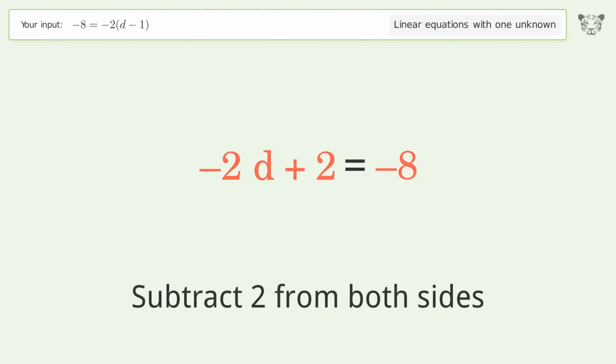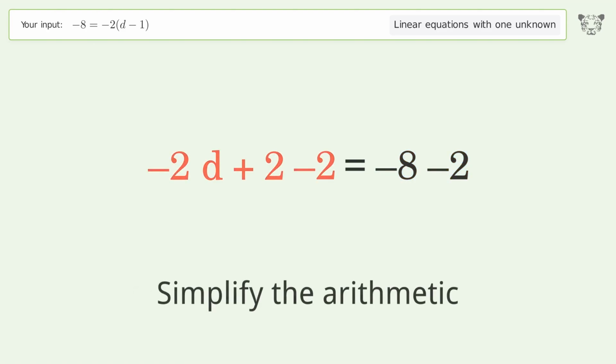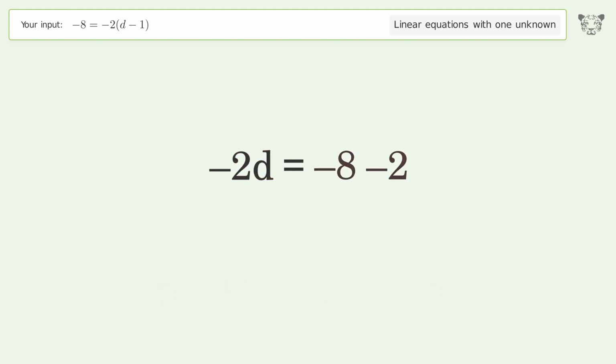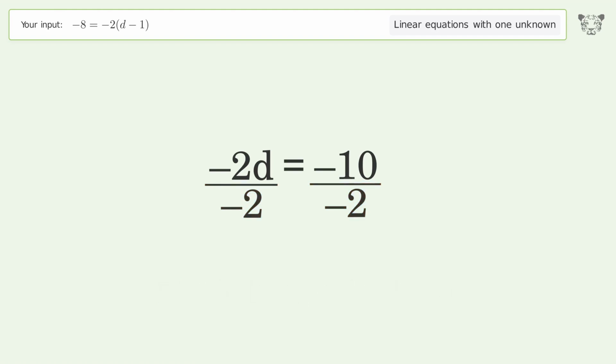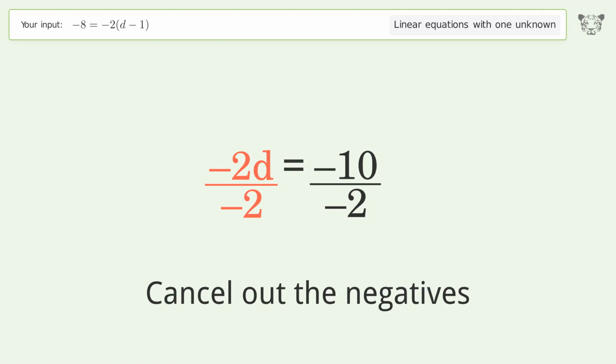Subtract 2 from both sides. Simplify the arithmetic. Isolate the d. Divide both sides by -2. Cancel out the negatives.